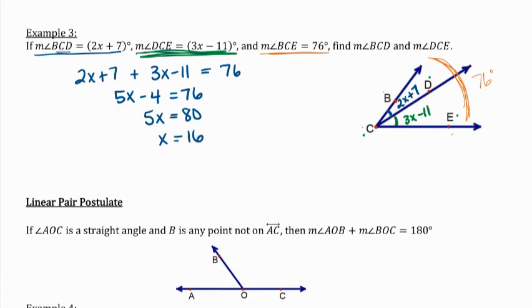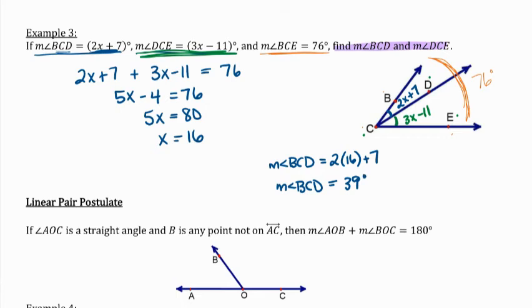Now notice on this problem, it tells us to find the measure of those two angles. All I did here was solve for x. So now I'm going to take my x and plug it back in to find the measure of each angle. So we've got the measure of angle BCD. Well, that was our 2x plus 7. So 2 times 16 plus 7 when I plug in 16 for my x. So the measure of angle BCD equals 32 plus 7, which is 39 degrees.